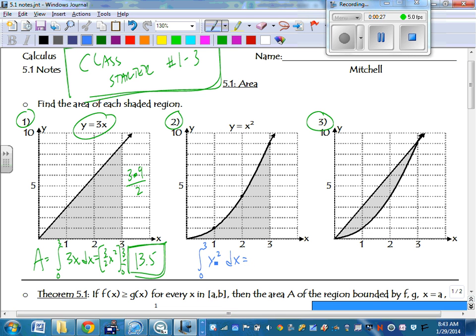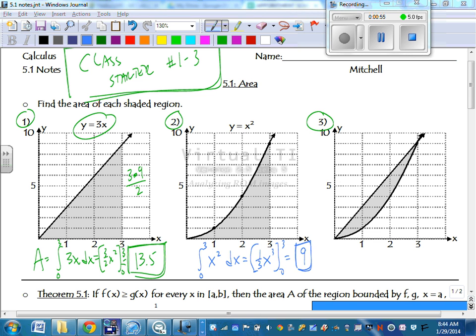So we can evaluate this, do the antiderivative of x squared, that's going to be 1/3 x cubed, and then we're evaluating that from 0 to 3. So that's 1/3 times 3 cubed minus 1/3 times 0 cubed. Well, the second part cancels out. So really all it is 1/3 times 3 cubed. 3 cubed is 27 times 1/3 gives us 9.